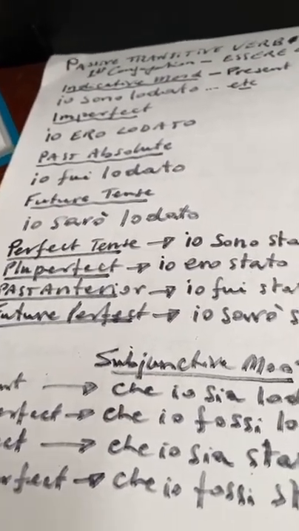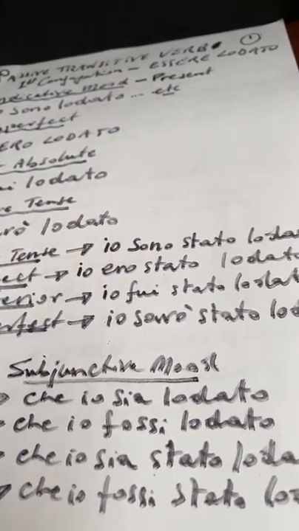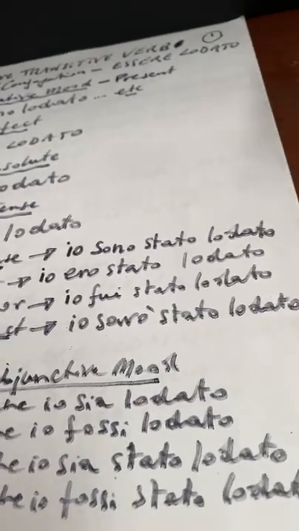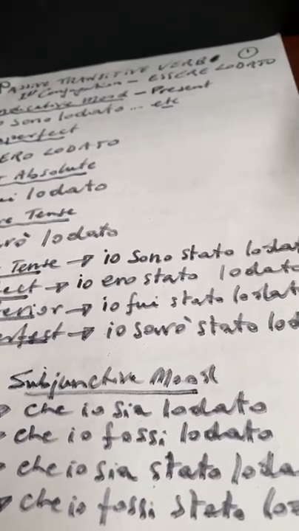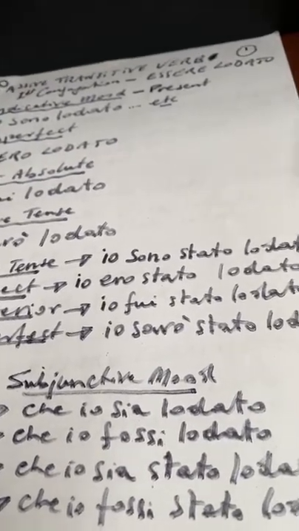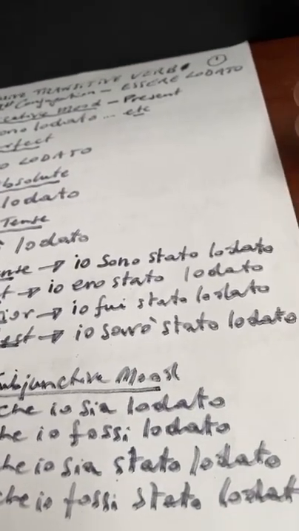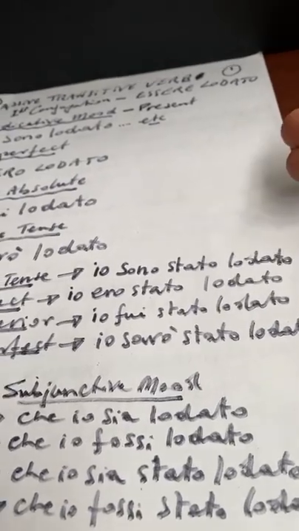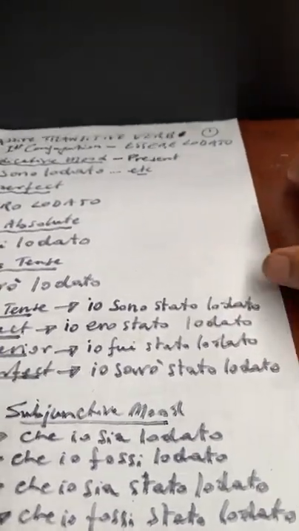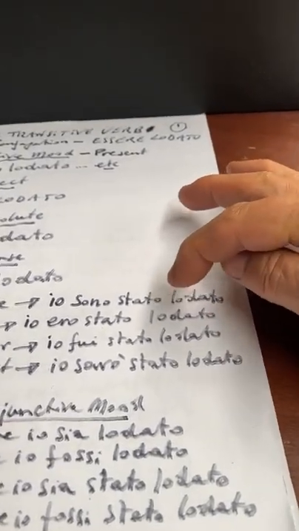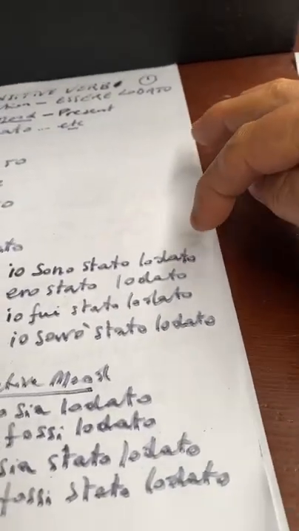So, the perfect tense is io sono stato lodato, o io sono stata lodata. Io ero stato lodato, tu eri stato lodato, lui era stato lodato, noi eravamo stati lodati, voi eravate stati lodati, loro erano stati lodati. So you've got there the perfect tense of the auxiliary verb, io sono stato, and then you add the lodato, from lodare, which is to praise.